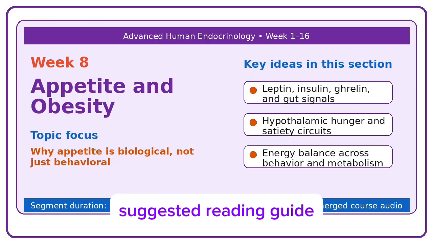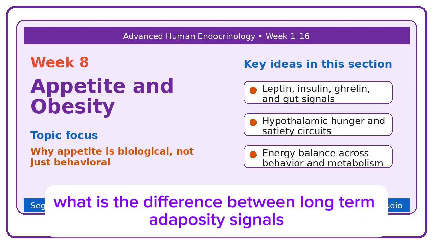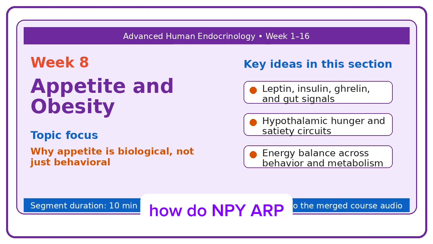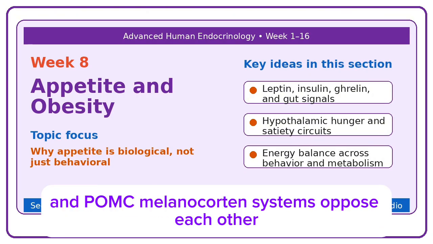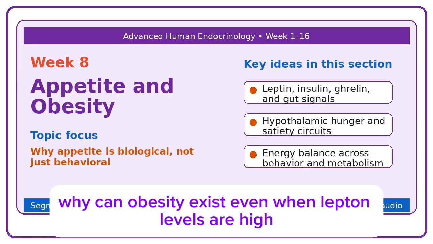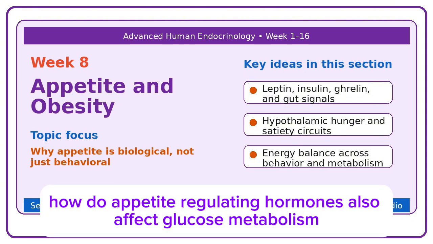Suggested reading guide. What is the difference between long-term adiposity signals and short-term meal signals? How do NPY-AgRP and POMC melanocortin systems oppose each other? Why are both insulin and leptin important in energy balance? Why can obesity exist even when leptin levels are high? How do appetite-regulating hormones also affect glucose metabolism?